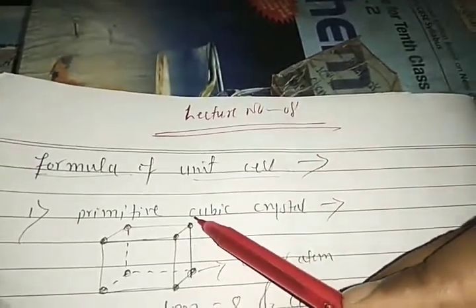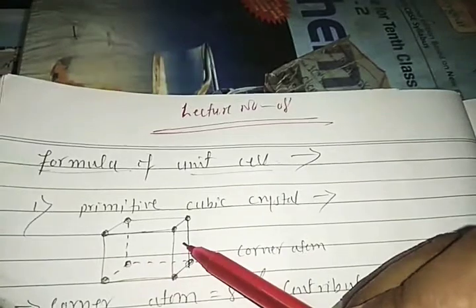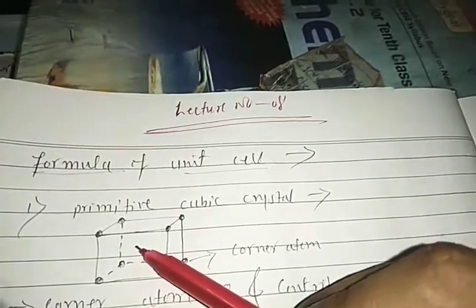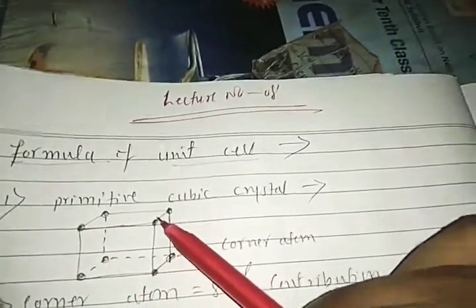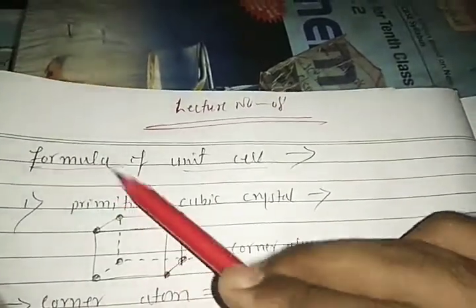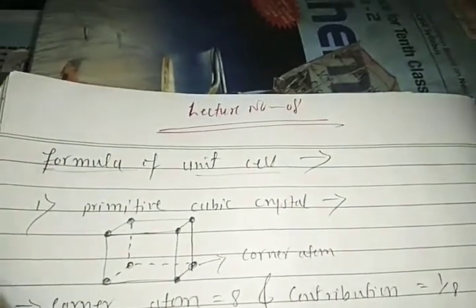In the formula of unit cell, whatever the number of atoms present at the corner of the cube, face center, edge center, diagonal, body center, by using the number of atoms at the edge center, face center, body center, etc., we have to calculate the formula of the atoms. Right?